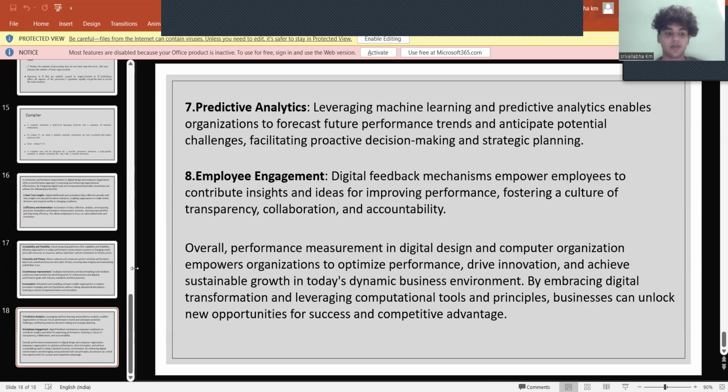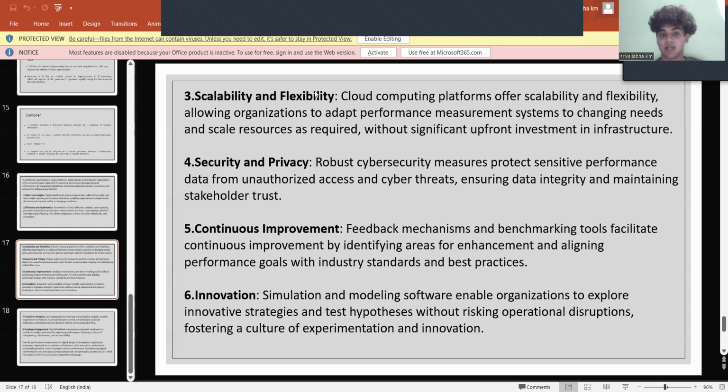Next, the third one, scalability and flexibility. Cloud computing platforms offer scalability and flexibility, allowing organizations to adapt performance measurement systems to changing needs and scale resources as required without significant upfront investment in infrastructure. Next, security and privacy. Cybersecurity measures protect sensitive performance data from unauthorized access and cyber threats, ensuring data integrity and maintaining stakeholder trust. It protects the privacy of the data which the user has.